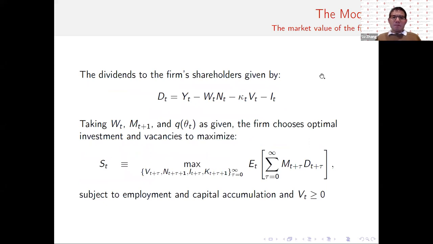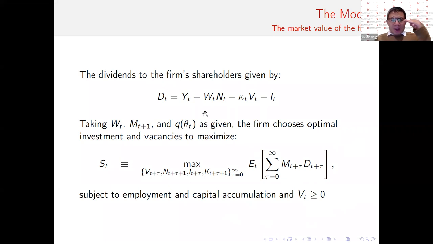So for the market value of the firm, dividends equal output minus wage expenses minus total vacancy costs minus investment. And the firm is going to take the wage rate, stochastic discount factor, and vacancy filling rate all as given, and maximize the market value of equity. All right, and we're going to impose the vacancy non-negativity constraint, and in this model that constraint will actually bind about 2.5-3% of the time. Okay, so it plays a small role, not a big role, but it's not small enough for us to ignore it. So we're going to program it in.